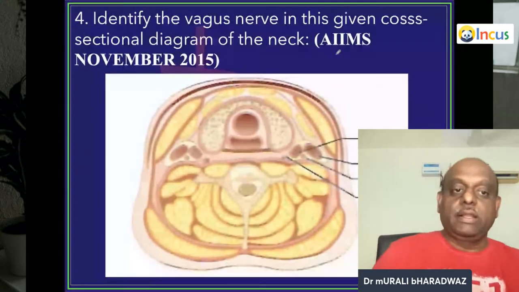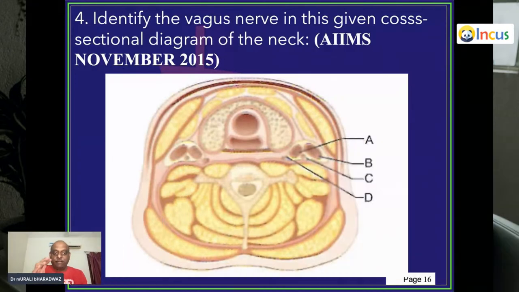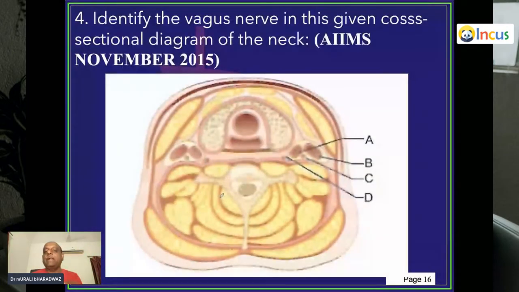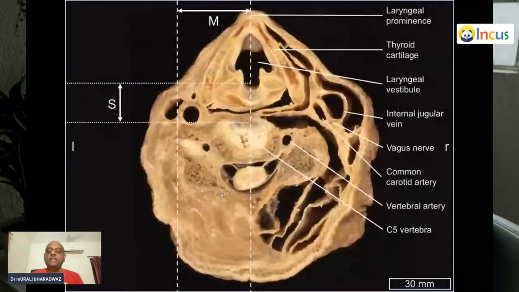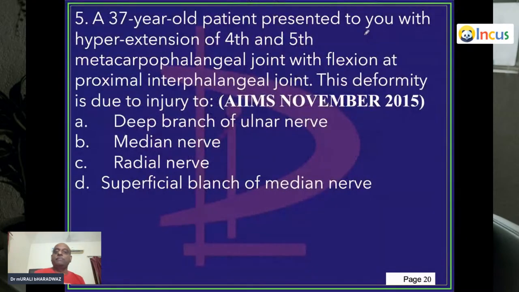So, now once more the question is, identify the vagus nerve in this given cross-sectional area diagram. So once more, you need to know vagus, carotid, internal jugular, they are all part of the carotid sheath. So that is the reason you need to remember. You have the internal jugular vein with a greater diameter. And here you have the vagus nerve, and here the common carotid artery. They are all the part of the carotid sheath, is what you need to remember.